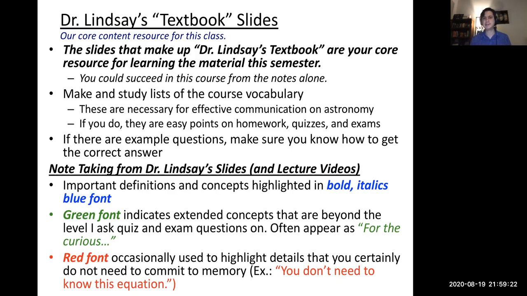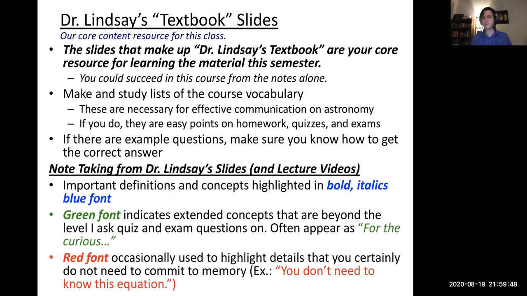Green font indicates I'm extending past concepts that I think are reasonable for this course. So it's extending into a deeper level of knowledge. Now, I often preface these with "for the curious student." They add a lot of context. They add things for if you find a particular topic interesting, you'll probably find these green font things interesting to read. The red font is used occasionally.